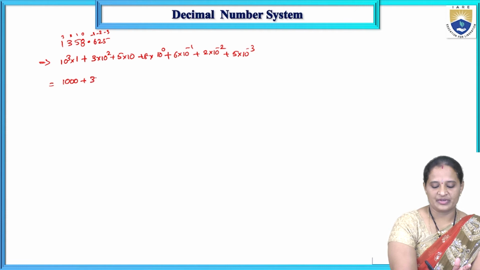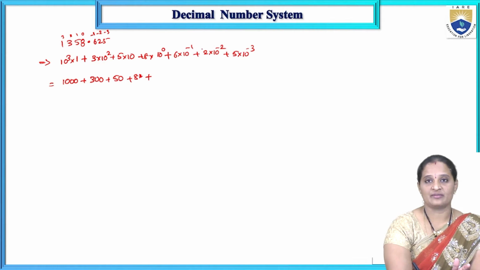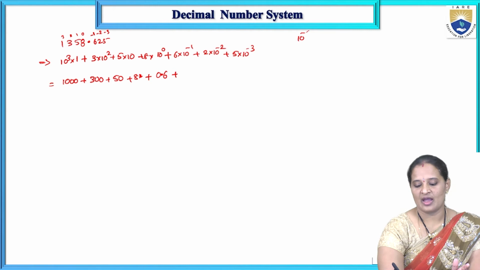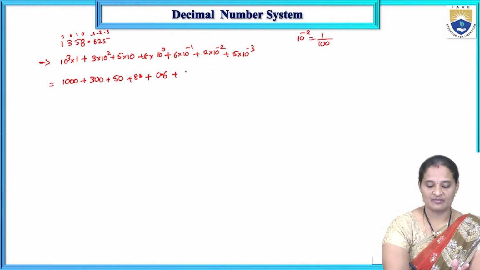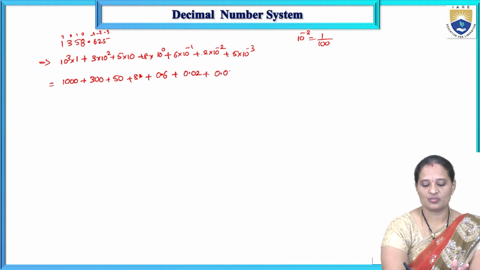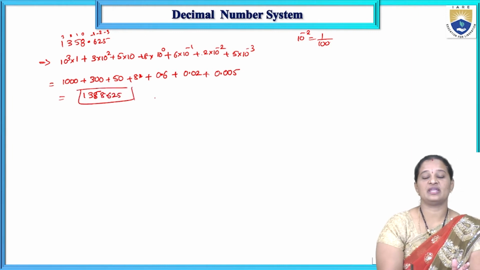Now what is the value we are getting here? 1000 plus 300 plus 50 plus 8, plus 6 by 10, which gives 0.6. Then 2 into 1 by 100, since 10 power minus 2 is 1 by 100, which is nothing but 0.02, plus this one you will be getting as 0.005. If I add all this, I'll get the same number, 1358.625. So this is how we can represent a decimal number.